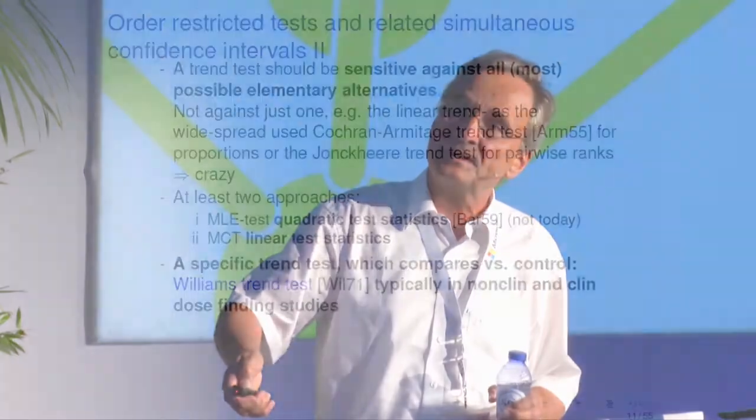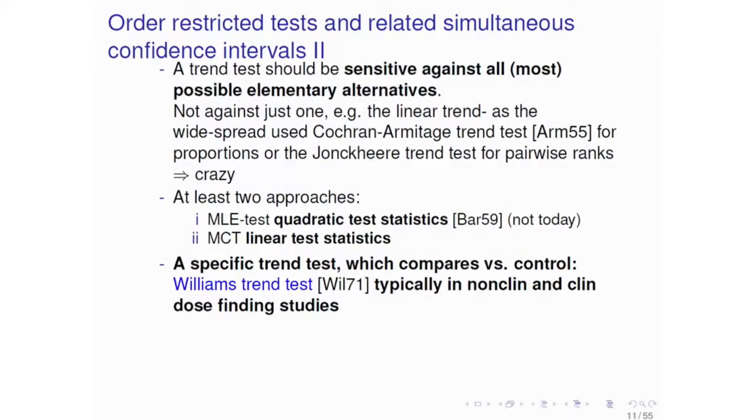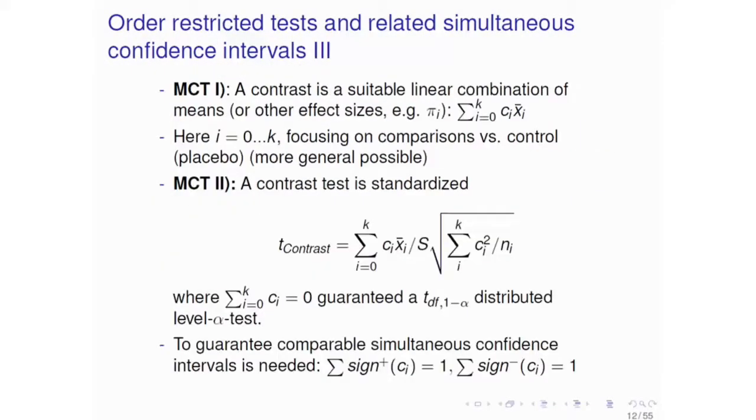And of course, there are two approaches. We have a maximum likelihood estimation test under this ordered alternative. It's a quadratic test statistic, very old, Bartholomew in 59, not today. The second one is the multiple contrast test, with linear test statistics. I will show you in some slides the basic idea. And the most used test is the Williams contrast test. It's very typical in non-clinical and clinical dose finding.